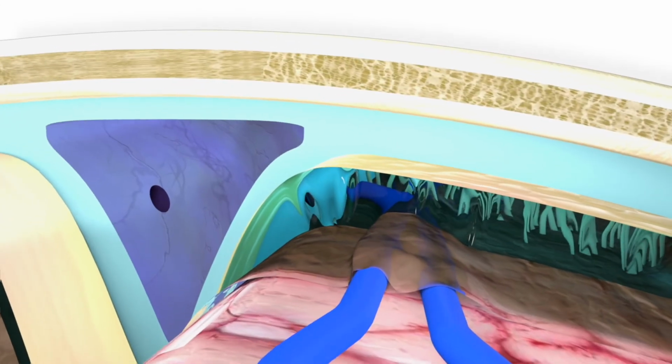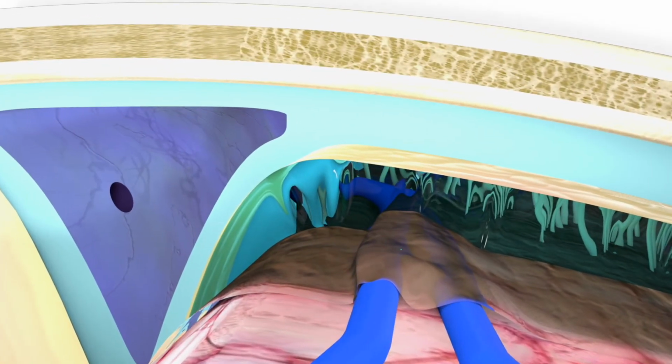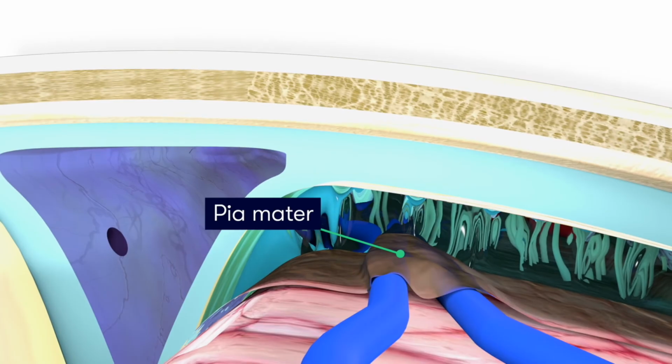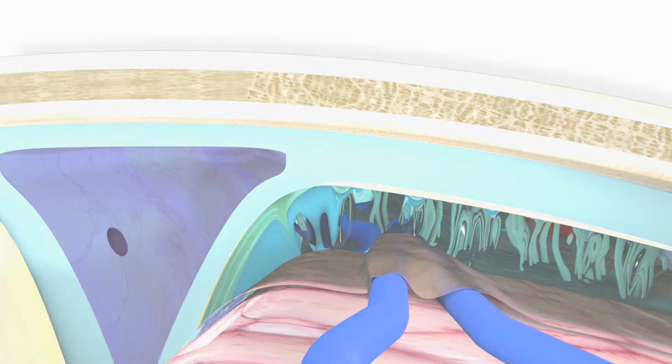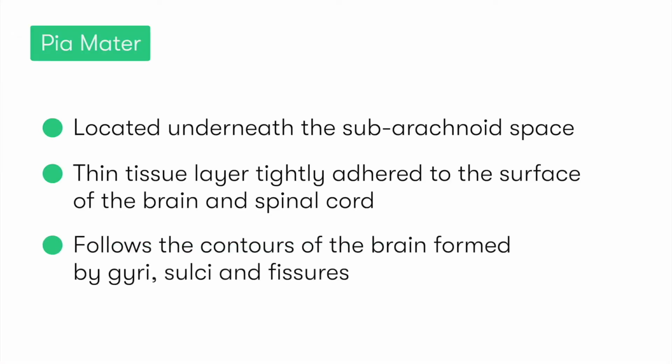Continuing inwards, the final meningeal layer is the pia mater. This is located underneath the subarachnoid space and is a very thin tissue layer which is tightly adhered to the surface of the brain and spinal cord. The pia is so closely adherent to the brain that as it covers and protects the brain and its blood vessels, it actually follows the contours of the brain which are formed by the gyri, sulci, and the fissures.